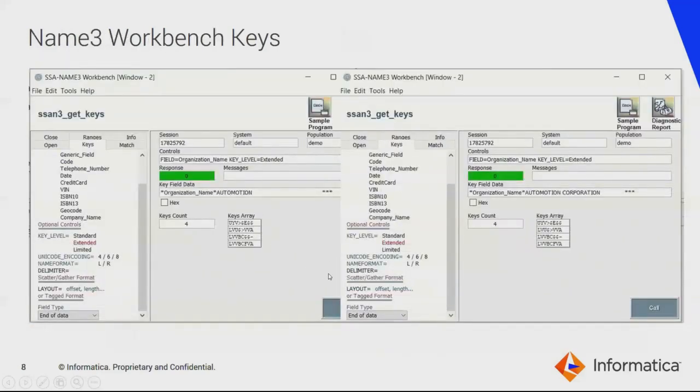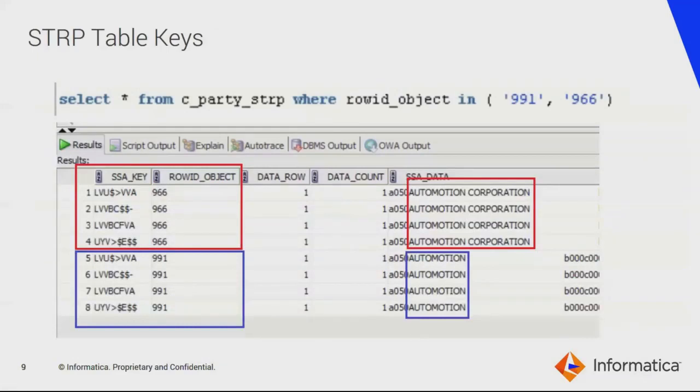So how these keys look in the Workbench, which ships with the resource kit: we're doing the same thing. We have controls for the field, organization name, key level extended, and the organization name that we're passing and generating keys on is Automotion. So we get 4 keys here and 4 keys for Automation Corporation as well, because corporation is a noise word.